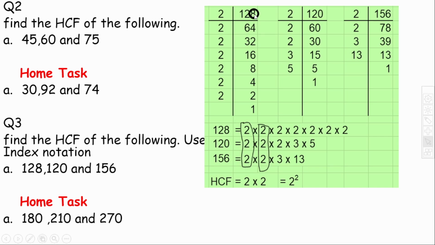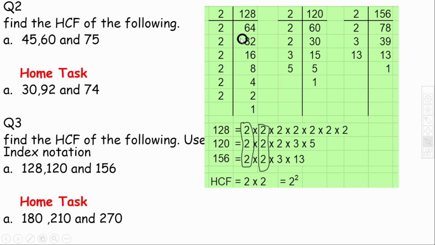So this 128 ends with an even figure, so we use 2 first. 2 in 1 is not possible. So what do we write? We don't write anything. We combine the first and the second digit together to become 12. 2 in 12 is 6. 2 in 8 is 4. So now it still ends with an even number, so we use 2 again, which is the first prime number.